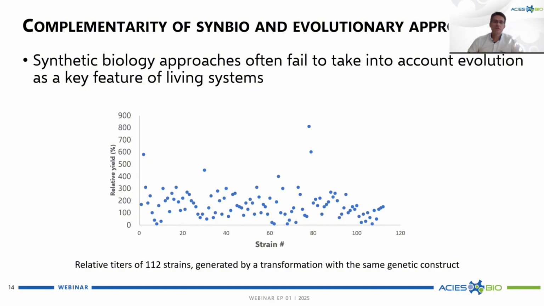And you can see that the differences in productivity are actually huge. We have several folds. So some of them are really, really good. Most of them are in the middle, and some of them are really, really bad. And this really means that even if you do just genetic engineering, you have to screen enough candidates in order to find the best ones. And why is that?